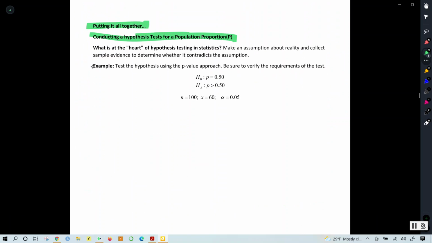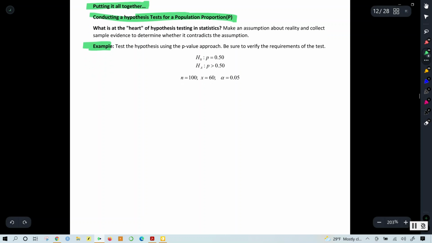How do we do this? We take the first example. In this example, we're going to go through all the steps. So we're going to test the hypothesis using the p-value approach, and we'll be sure to verify the requirements of the test. To begin with, we first make sure we verify the requirements of the test.